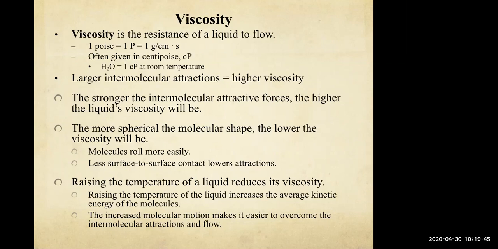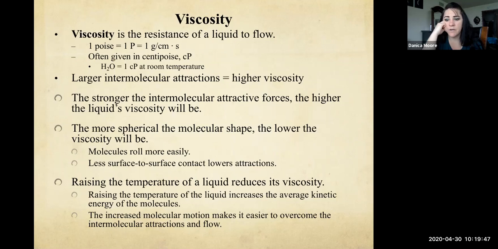More spherical molecules will be lower viscosity, right? So these really big organic molecules, even though they have only dispersion forces, their contact to contact is going to create stronger intermolecular forces or induced dipoles, which is going to make them roll less easily, which is going to make them more viscous, right? Raising the temperature of a liquid also reduces its viscosity. Basically, if you're giving the molecules more energy, then they're going to be able to move faster, right? So their viscosity will be lower. Does that make sense, guys?